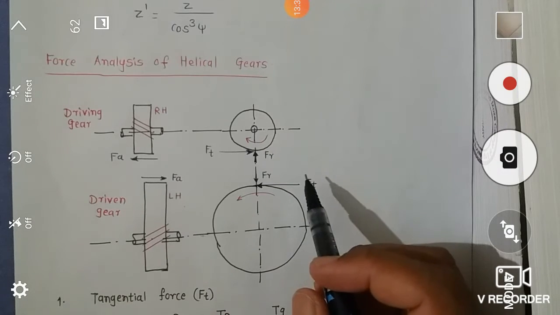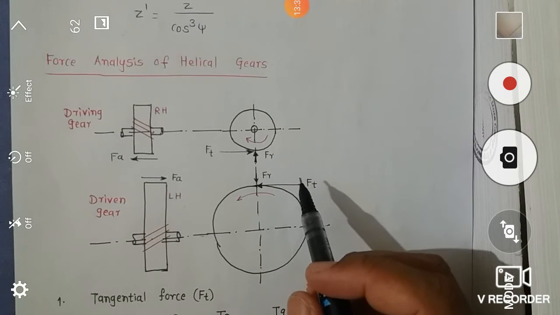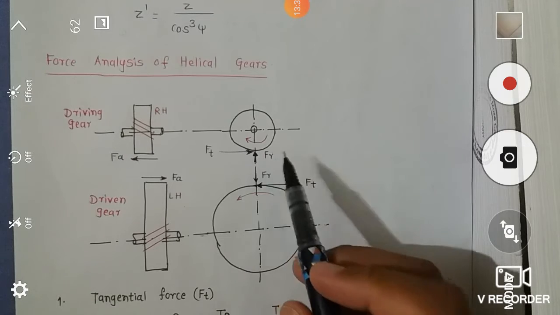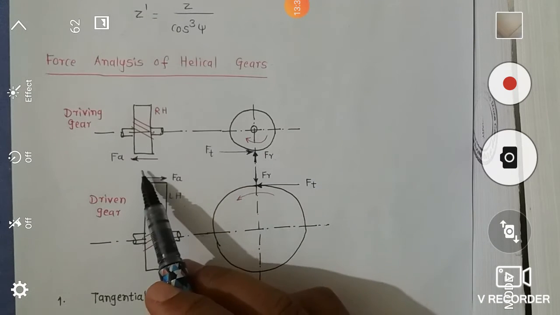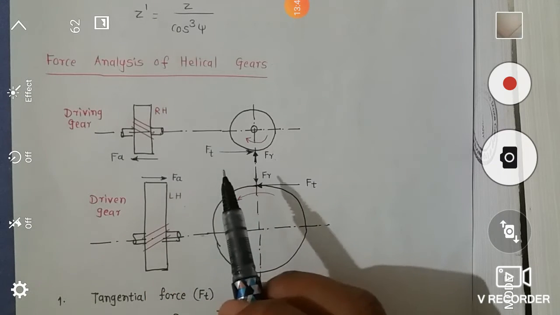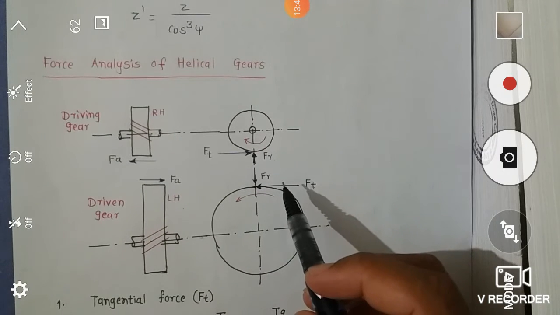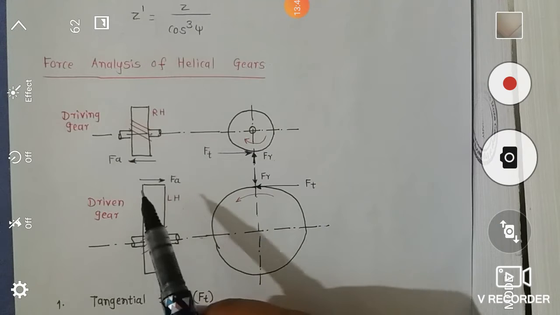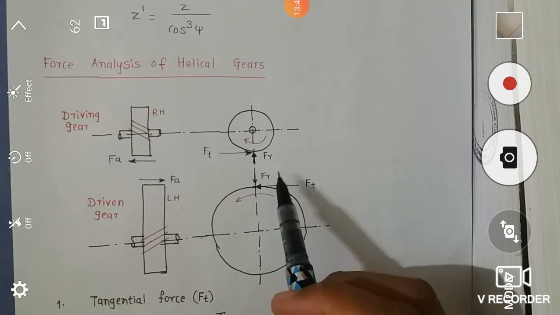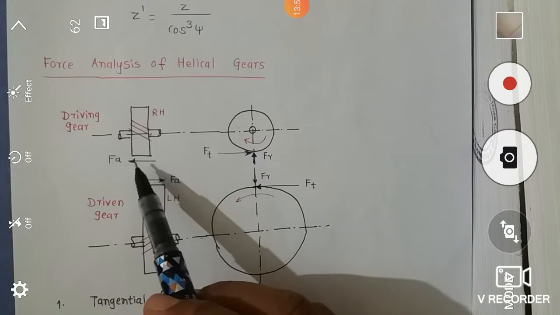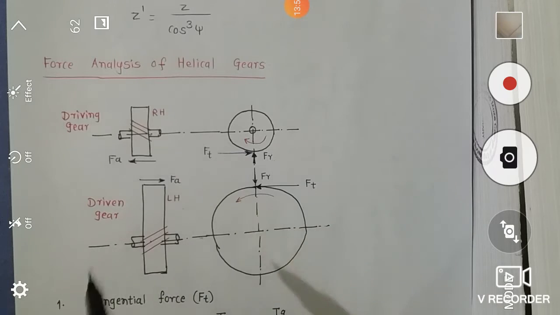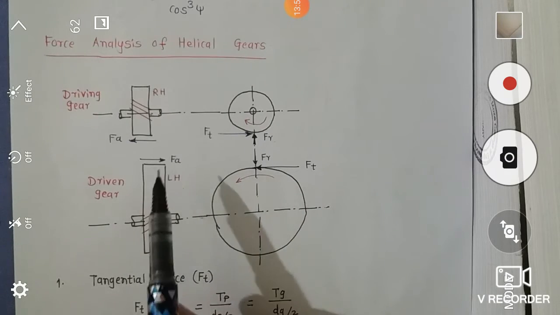In case of helical gears, three different types of forces are acting, that is radial force, tangential force and axial force. If we compare this to the spur gear, then here one more force is acting along with tangential and radial force. That extra force in helical gear is the axial force. It is also called the thrust force, which is indicated with Fa symbol.